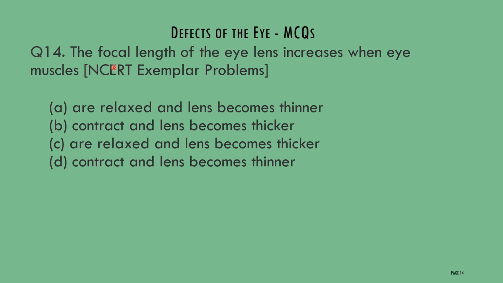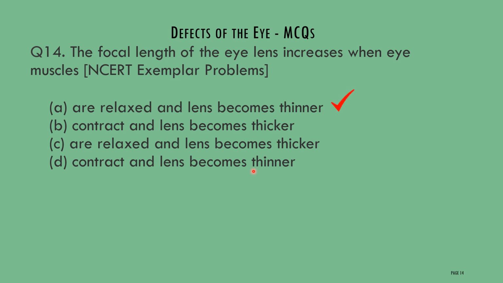Question number 14. The focal length of the eye lens increases when eye muscles. What is meant by focal length? The focal length is nothing but the distance between the eye lens to the image, where exactly it will form. That is nothing but focal length. Option A, are relaxed and lens become thinner. Option B, contract and lens become thicker. Option C, are relaxed and lens become thicker. Option D, contract and lens become thinner.